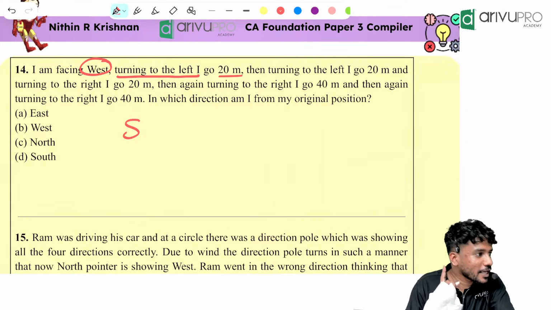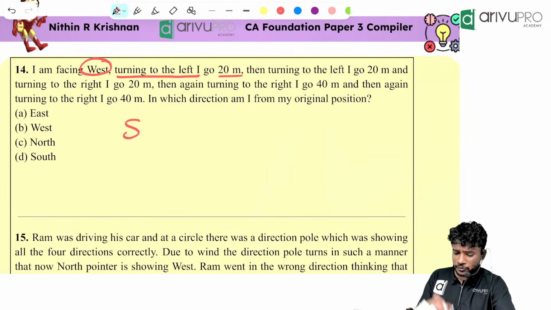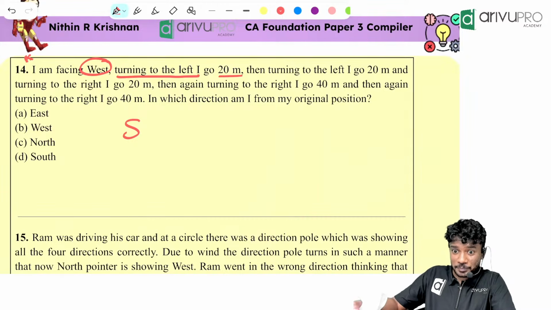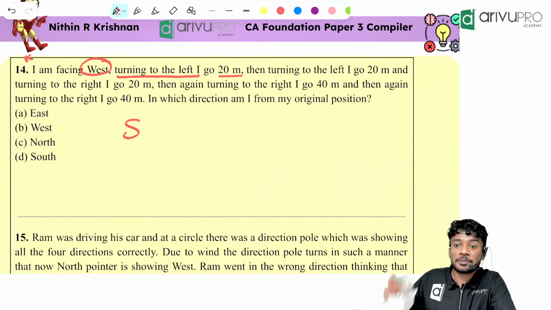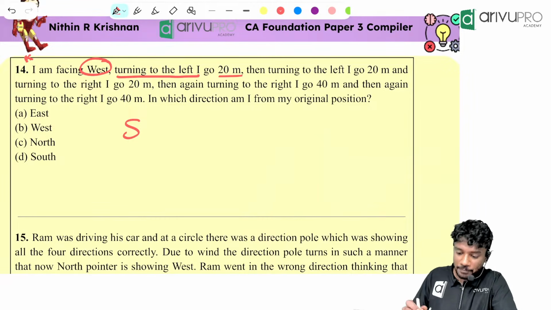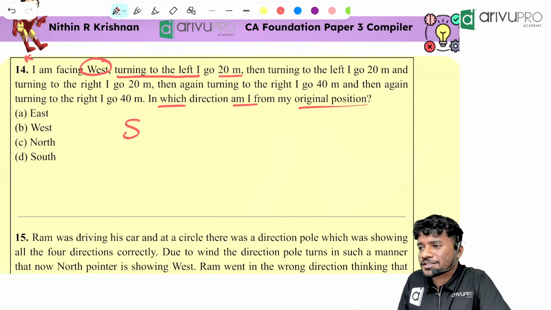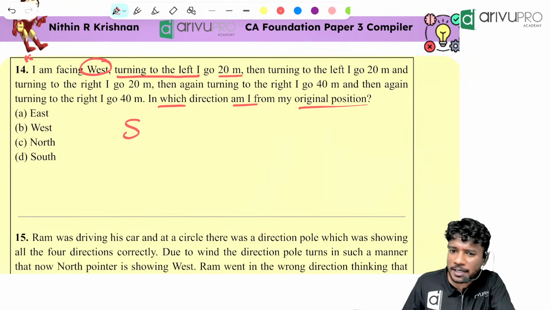Many people will make mistakes here, so just remember this, okay? If the same question gets repeated again in September, or May, or January, the same type of question gets repeated again. Then what is given? In which direction am I from the original position is the question. That means it's our same type of question.